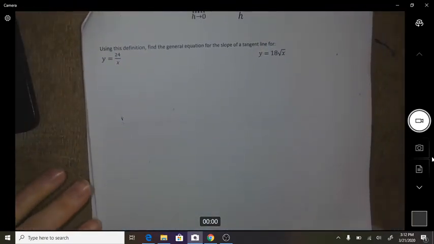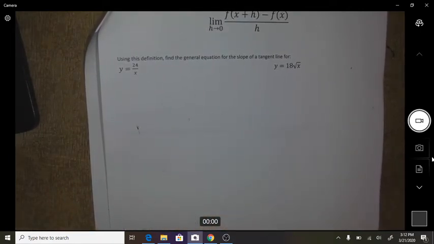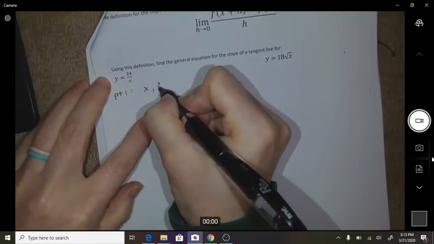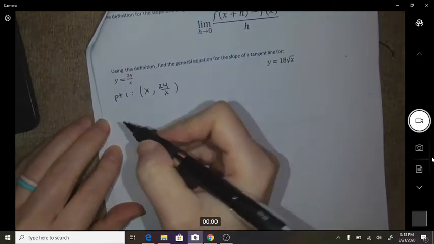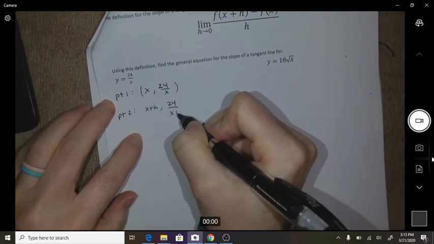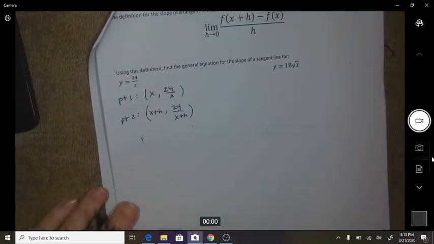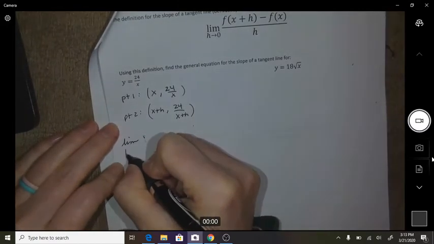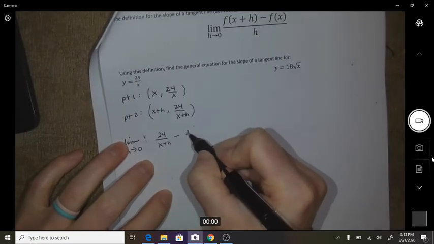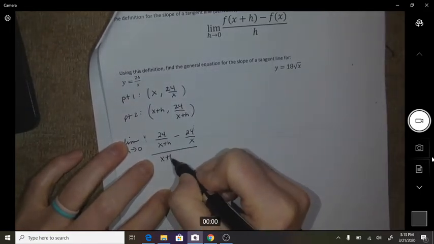Okay, so we are going to do another example of this. This doesn't have any specific x values, so we're just going to do the general. So point 1 is x comma 24 over x. Point 2 is x plus h, 24 over x plus h. Okay, so my slope, I'm going to figure the limit as h approaches 0, y2 minus y1 over x2 minus x1.